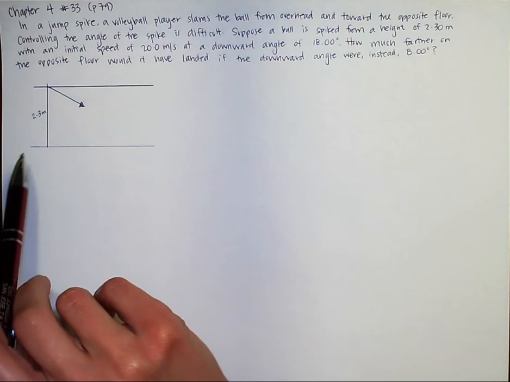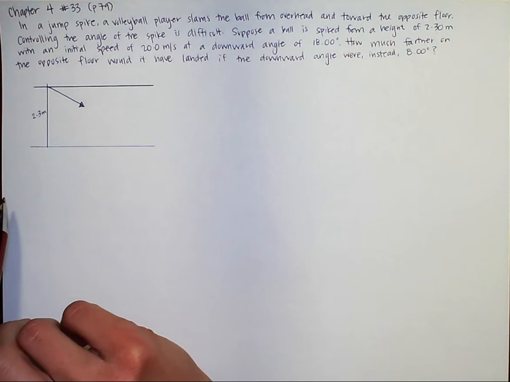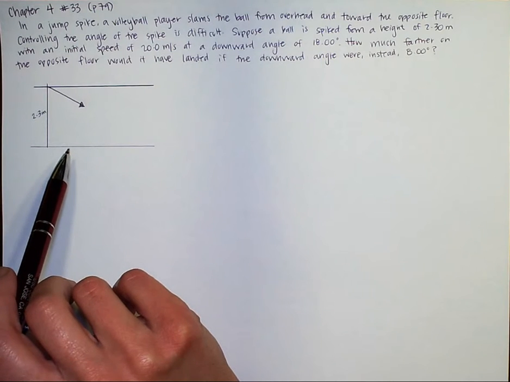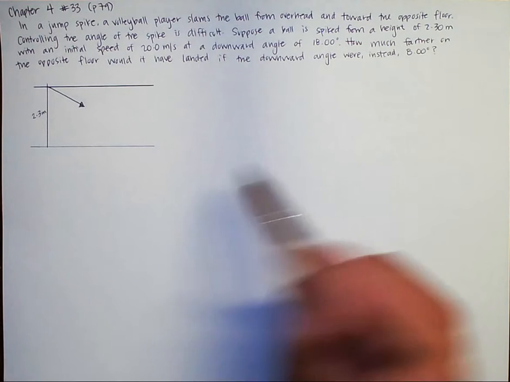Suppose the ball is spiked from a height of 2.3 meters with an initial speed of 20 meters per second at a downward angle of 18 degrees. How much farther on the opposite floor would it have landed if the downward angle were instead 8 degrees?